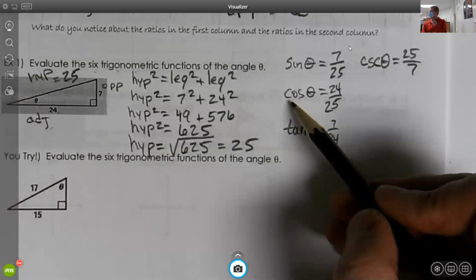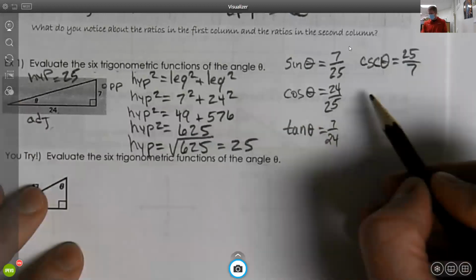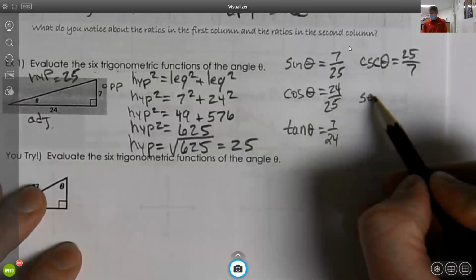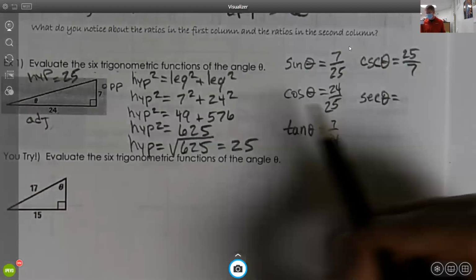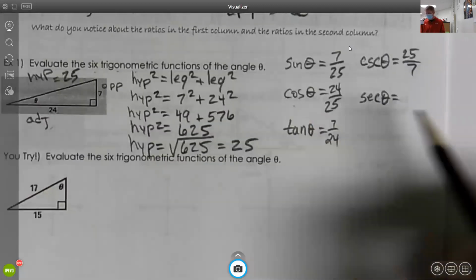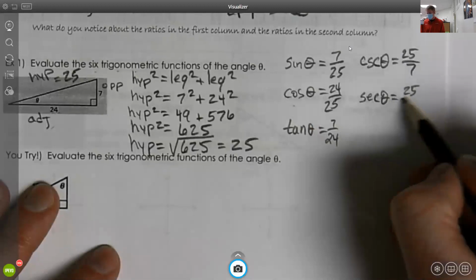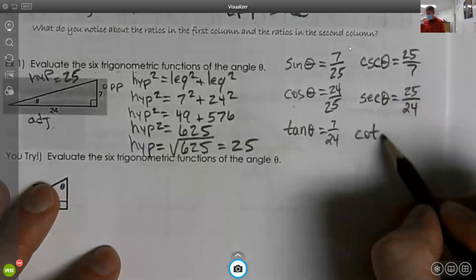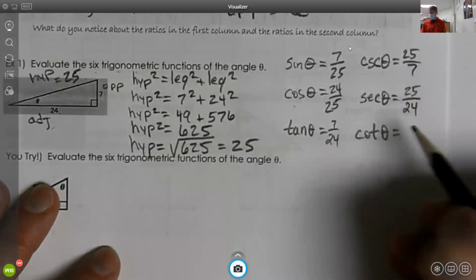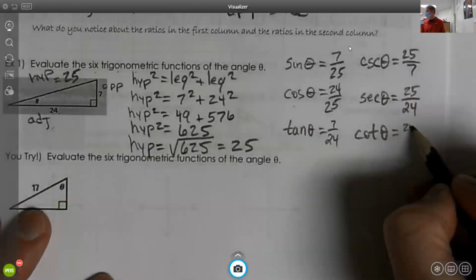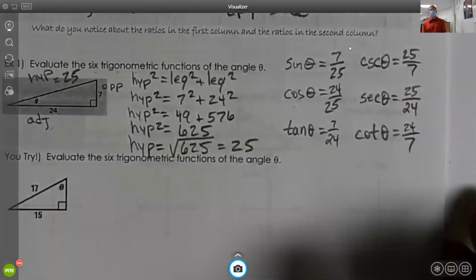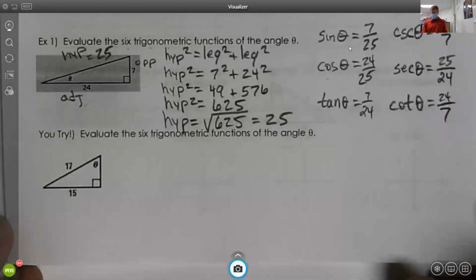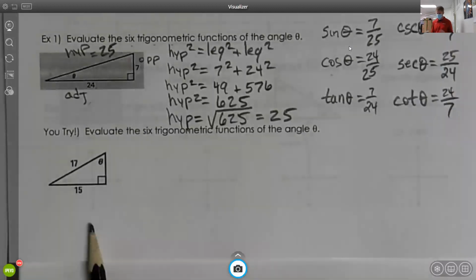Cosine starts with a C. So it pairs with the new trig ratio that starts with an S. So cosecant goes with, or cosine goes with secant. So that's going to be 25/24. And of course, tangent goes with cotangent. That's 24/7. So let's try that one more time, working with our new terminology. You go ahead, fill it out. You can pause again, come back and check how you're doing.